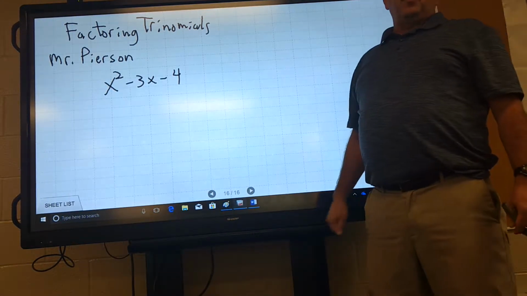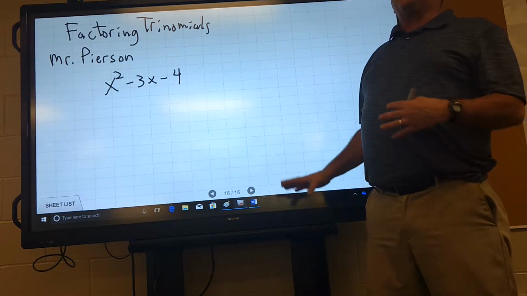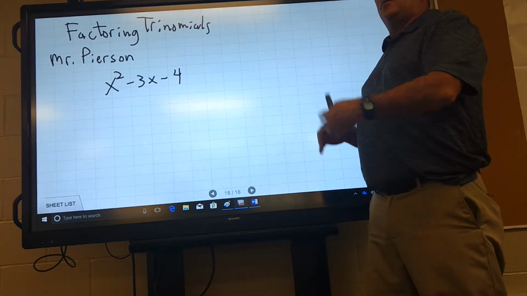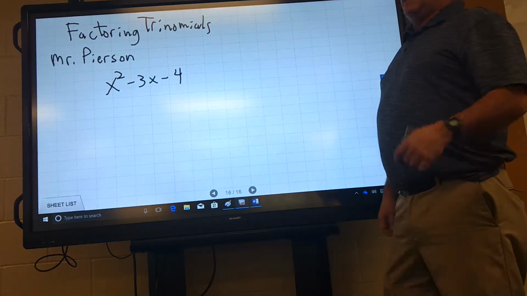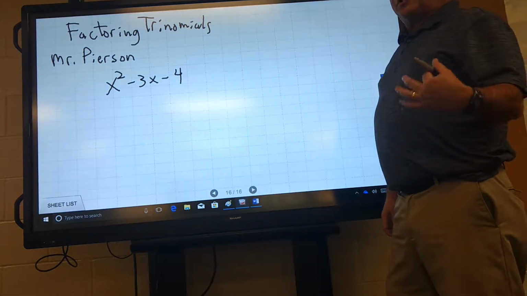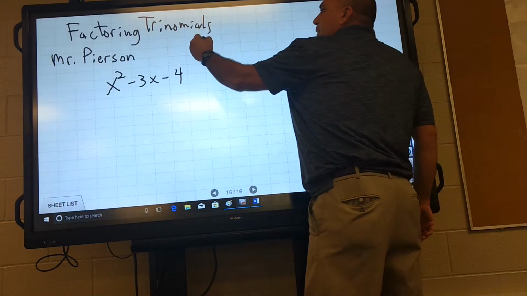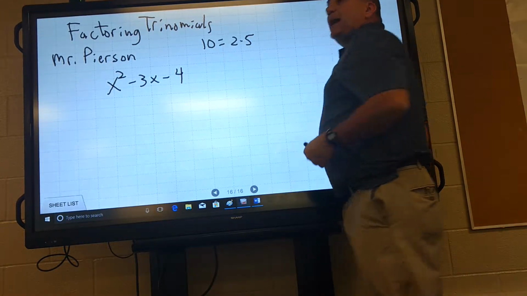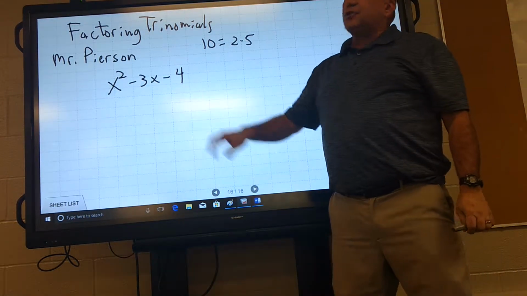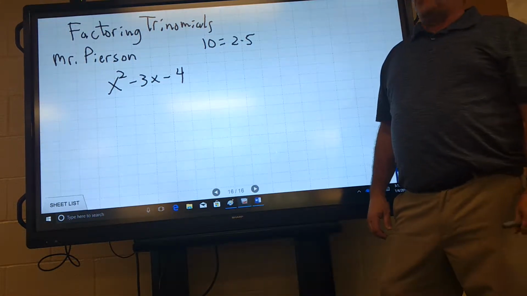We're going to be given a trinomial, and what we're going to do is try to figure out what two binomials will multiply together to give us this trinomial. Kind of like if I wanted to do a prime factorization of, say, the number 10. 10 is equal to 2 times 5, just writing it in a different form. So we're going to take this trinomial and write it into a different form.